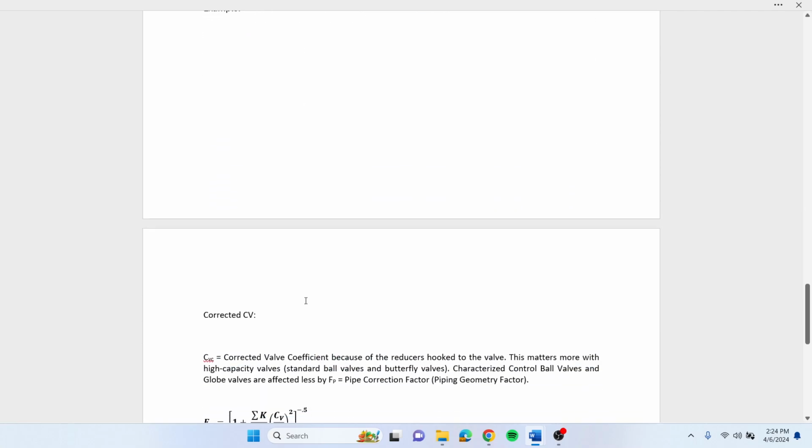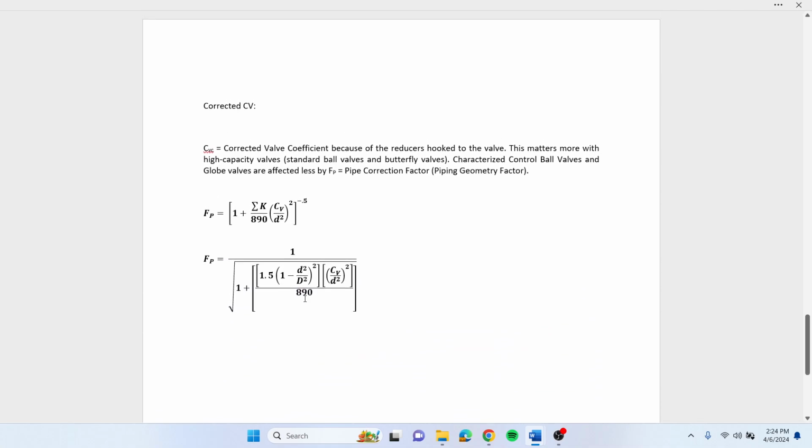If you start dropping more than 2 pipe sizes, then you got to figure in a corrected CV. Valve manufacturers, they'll have tables, or they're going to have a way to calculate that. So if you're going from, say, 6-inch pipe to 2-inch pipe, you got to figure in a corrected CV. If you're going down 1 or 2 pipe sizes, this is less of a concern. This is the exact same formula, it's just set up differently.